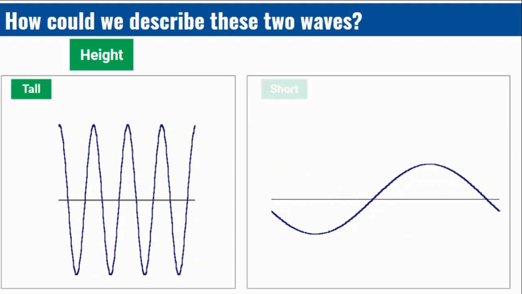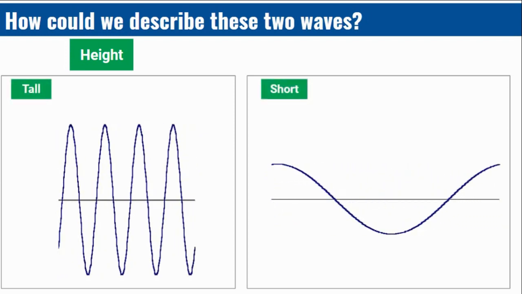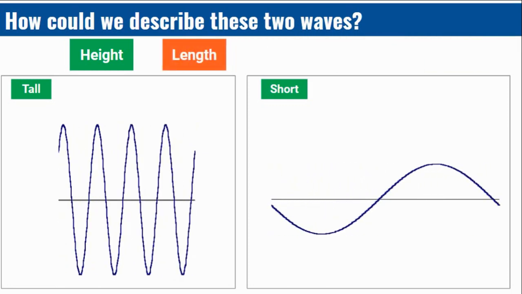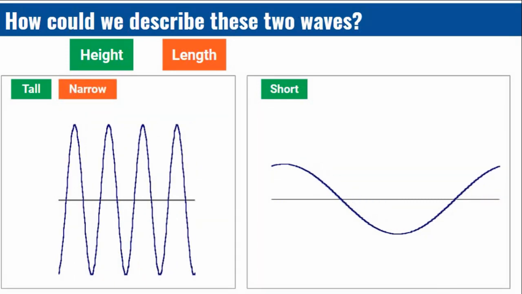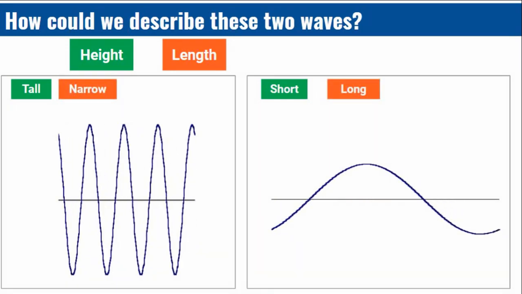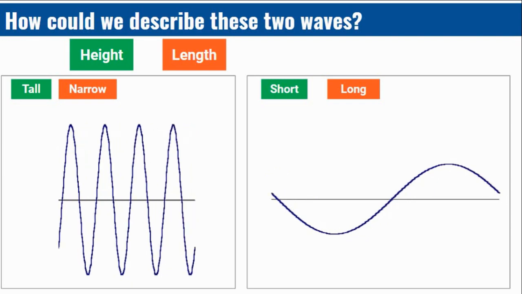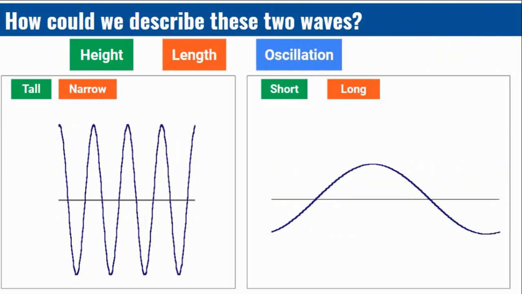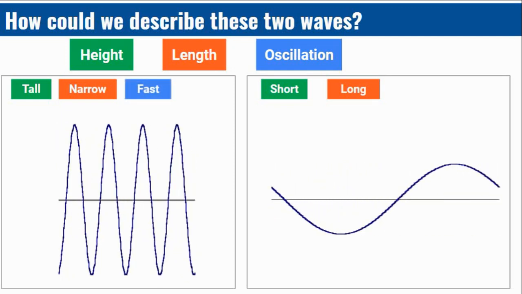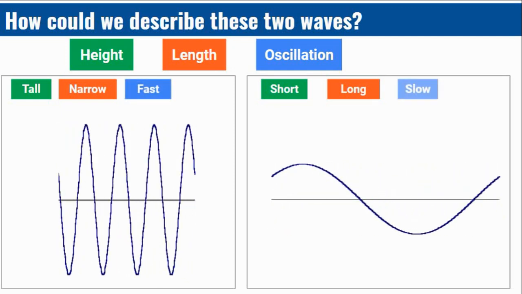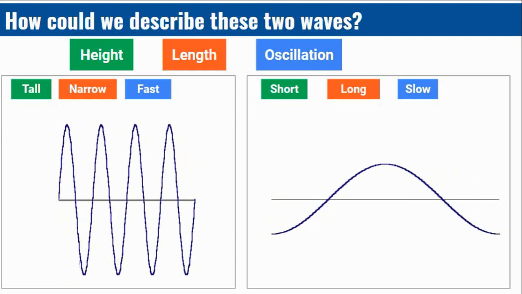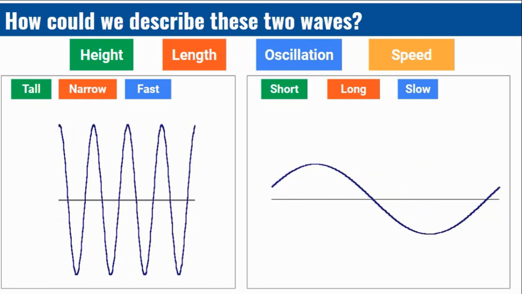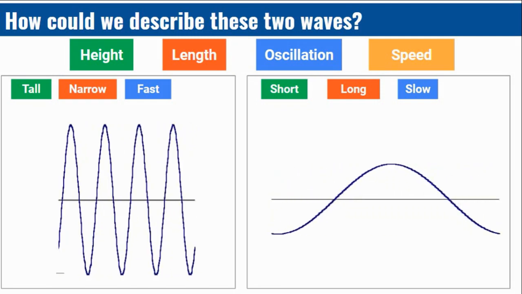So the wave on the left is tall, whereas the wave on the right is short. We could describe the length of each wave. So the wave on the left is fairly narrow, but the wave on the right is quite long. We could describe how quickly each wave is oscillating. So the wave on the left has a very fast oscillation, whereas the wave on the right has a very slow oscillation. And we could describe how quickly each of the waves is traveling from left to right. The wave on the left is quite slow, and the wave on the right is quite fast.